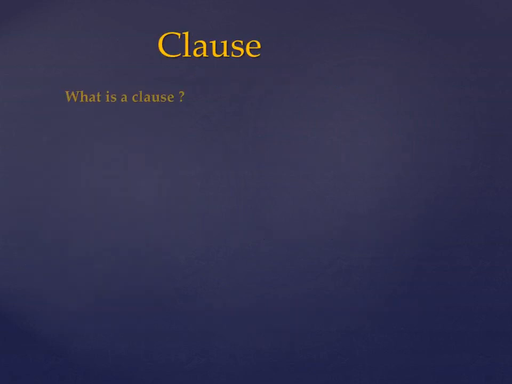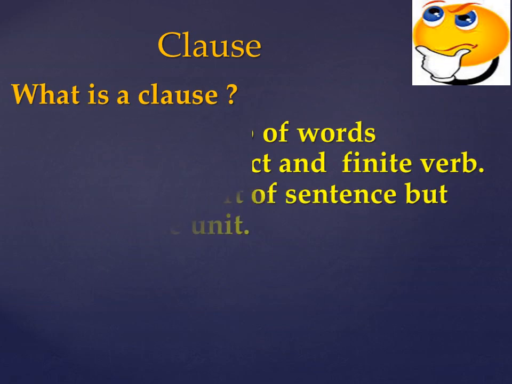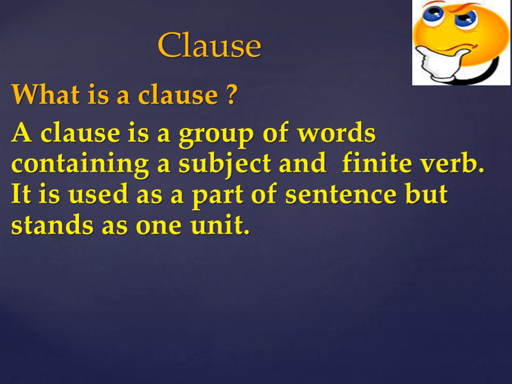Now clause. What is a clause? A clause is a group of words containing a subject and a finite verb. It is used as a part of a sentence but stands as one unit. So it has some similarities to the phrase. A phrase was also a group of words, and it is used as a part of a sentence, and it stands as one unit. But the thing in which they differ is a clause has a subject and finite verb, but a phrase doesn't have any subject or verb.